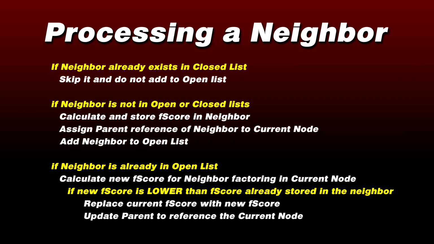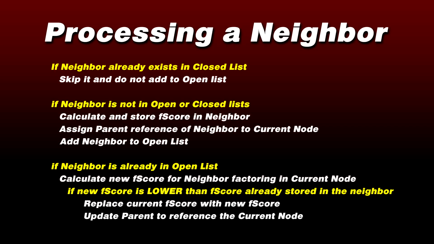open list. You see, when we're processing the neighbor of the current node, we don't just always blindly add it to the open list. Firstly, if it's already in the closed list, then it means we've already processed this node and we're free to skip it. We don't bother adding it to the open list again. If it's not in the open list or the closed list, then we've just discovered a brand new node on our travels. So we calculate its F-score, assign its parent reference to the current node, and add it to the open list as described a moment ago.